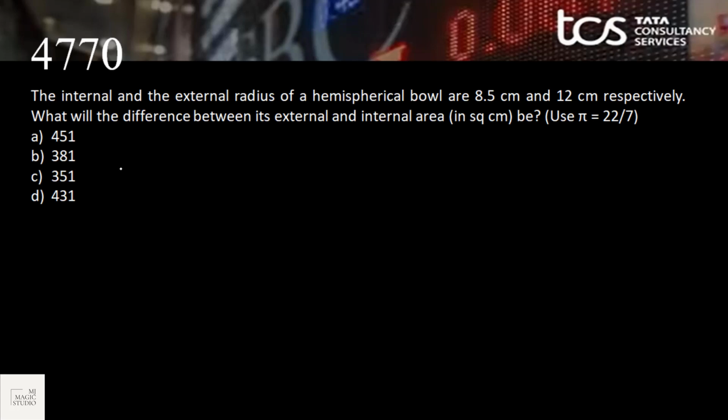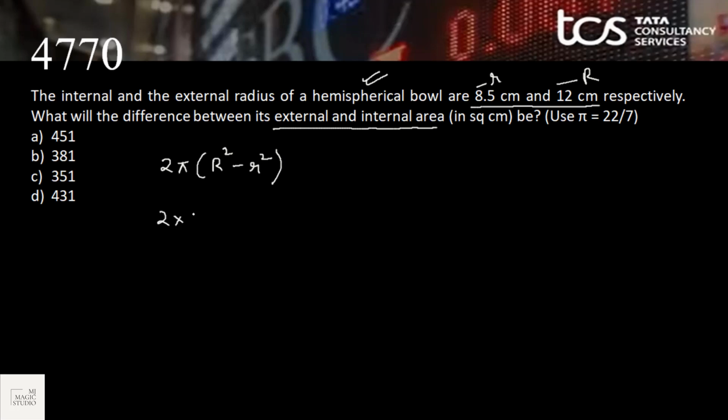Okay, one more question to deal with hemisphere. The internal and external radius of a hemispherical bowl are 8.5 centimeter and 12 centimeter respectively. What will be the difference between its external and internal area? That would be 2 pi into capital R square minus small r square. We just need to put in the values. This is small r internal, this is capital R.